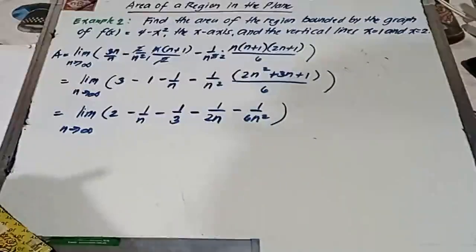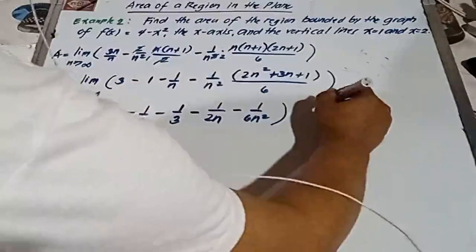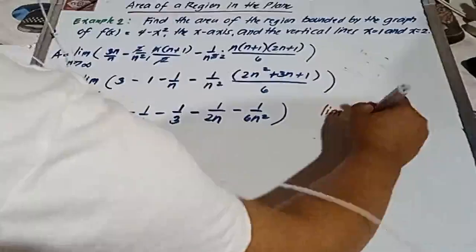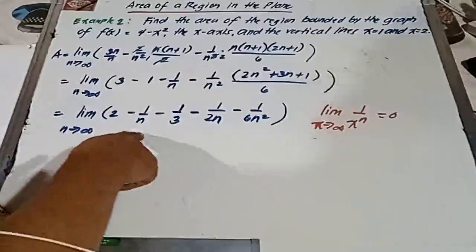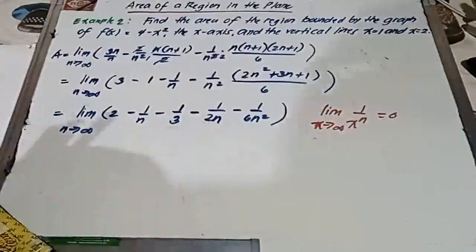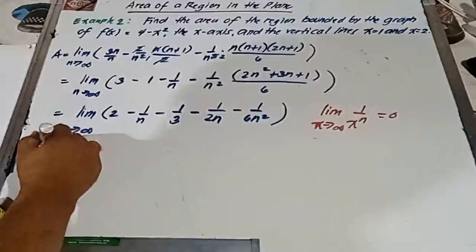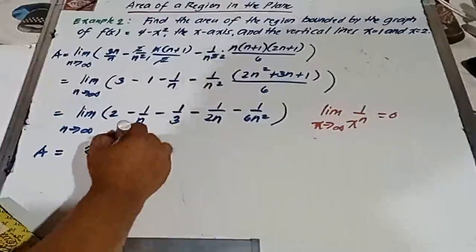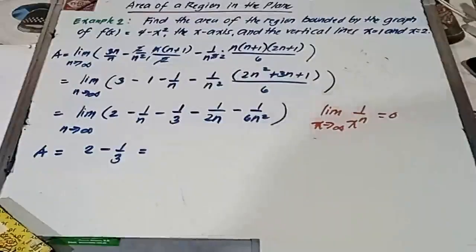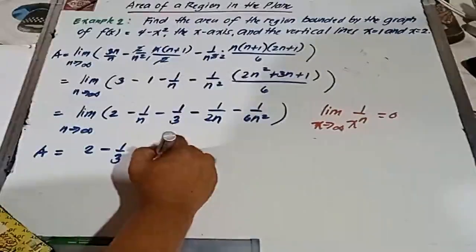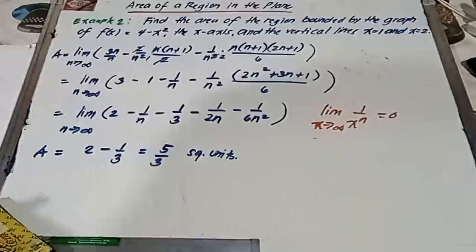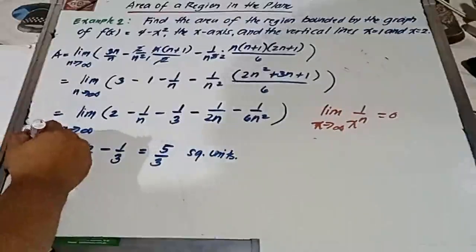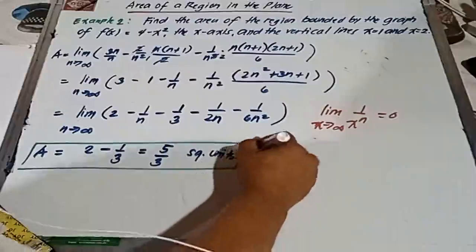Okay. Now, apply natin yung concept ng ating limits. Again, limit at infinity, limit 1 over x to the n, x approaches infinity is equal to 0. So, ito yung 0, 0, 0. So, matitira na lang is the area equal to 2 minus 1/3. 2 minus 1/3 is equal to 5/3 square units. So, yung area ng ating region na hinahanap. So, that is our answer dun sa ating example number 2.